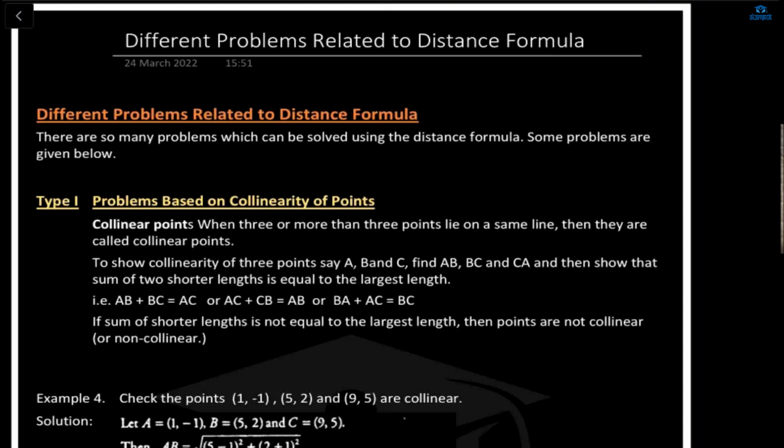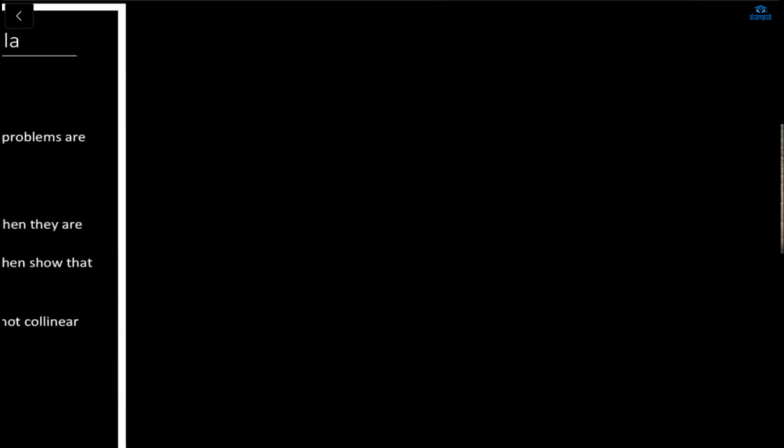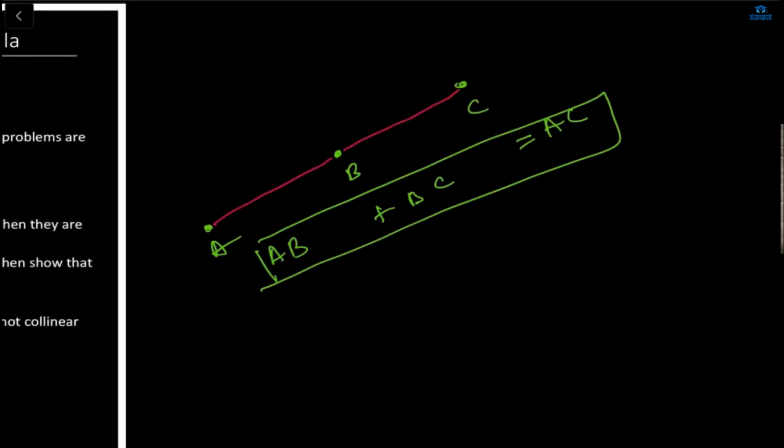Through the distance formula. For example, if we are given 3 points A, B, C, and A, B, C are collinear points, that means if you add AB plus BC, it should be equal to AC. Yes or no? If the points are collinear, then AB plus BC should be equal to AC. This is how we check that the points are collinear.